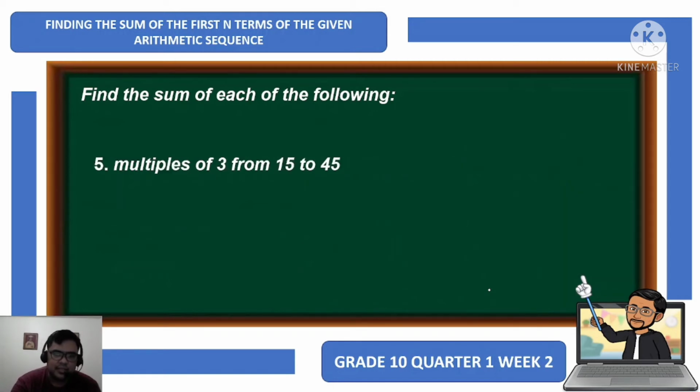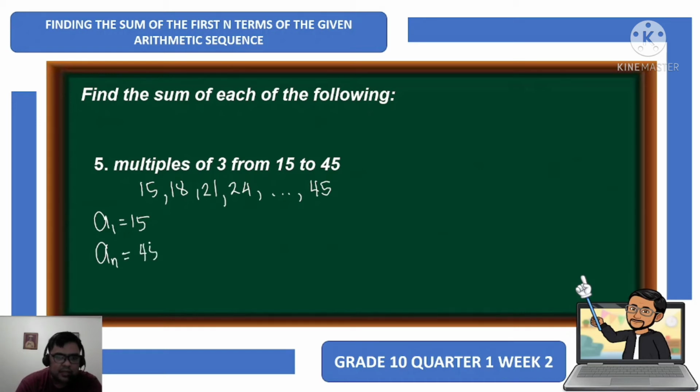Okay? So, for the last item, multiples of 3 from 15 to 45. So, what are those terms? So, 15, 18, 21. Kasi multiples of 3, 24, until we get 45. Okay, ang tanong, ilan terms lahat yan? So, a sub 1 equal to 15, a sub n is equal to 45. But we don't know the value of n. So, anong gagawin natin? Pwede nating bilangin na lang. Okay? Tama ba? Or, pwede nating i-analyze.